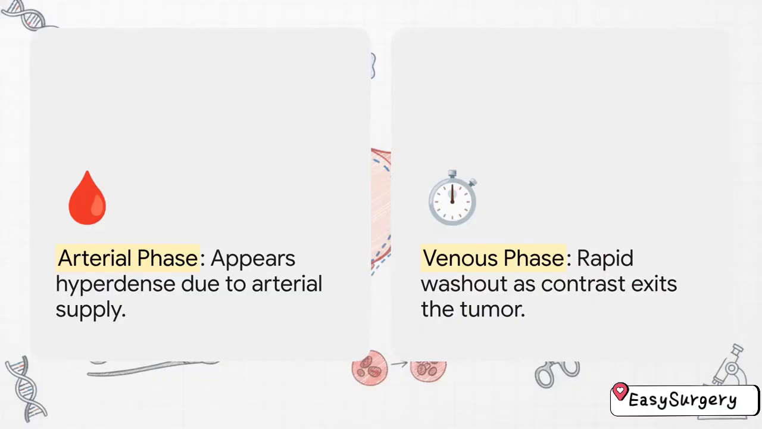When imaging suspected HCC, this is the binary contrast you absolutely must know to tell it apart from a liver metastasis. Because HCC gets its blood supply primarily from the hepatic artery, it is uniquely hyperdense, meaning it shows up bright in the arterial phase. But in the venous phase, the contrast leaves the tumor way faster than the surrounding liver tissue, creating this classic rapid washout effect. Metastases, on the other hand, just stay hypodense.